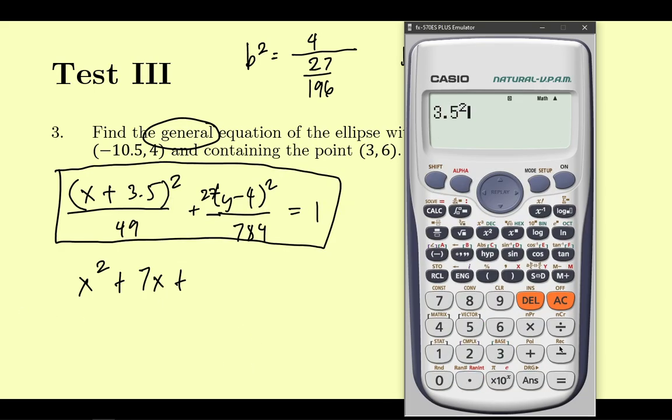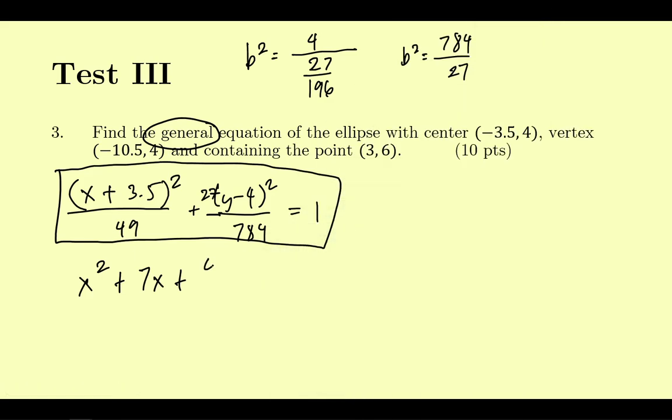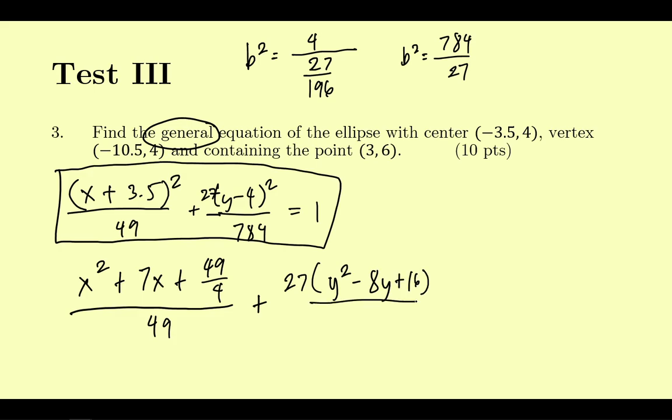3.5 squared is equal to 49 over 4. Much better, naka-fraction siya. 49 over 4, all over 49, plus 27 times y squared minus 8y plus 16, all over 784, is equal to 1.